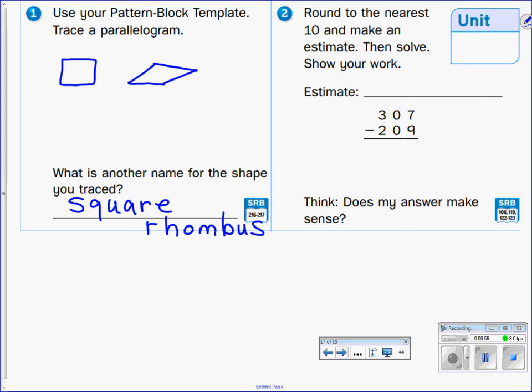All right, number 2. We want to fill in our unit, so let's go with hat. Okay, round to the nearest tens, and then make an estimate to solve your answer. So 307 rounded to the nearest tens is 310, minus 209 to the nearest tens is 210. And if we subtract those, make sure you pay attention to what your operation is here, we come up with 100. So now we want to go ahead and subtract.